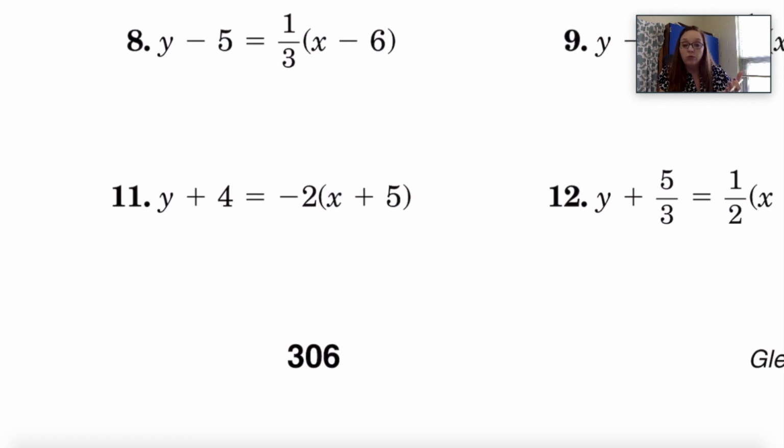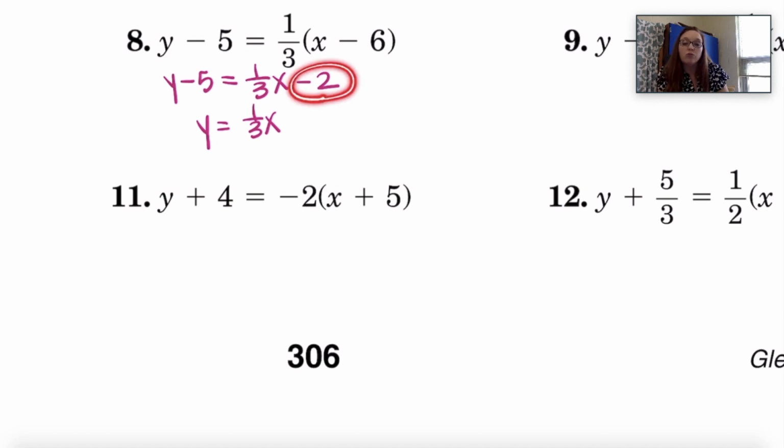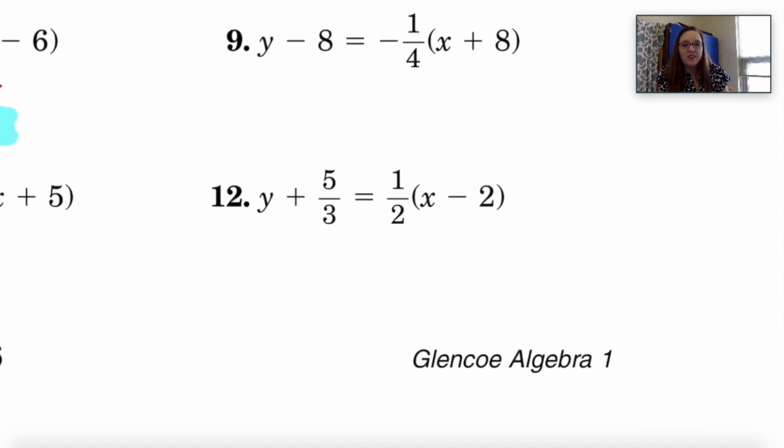Again, distribute first. So I'm going to have y minus 5 equals 1/3 x, and 1/3 times 6 is 2, so minus 2. Again, you're going to get rid of this 5 because you're trying to get y alone. So you're going to add 5 on both sides. So I'm going to keep that 1/3 x, and treat this as negative 2. So negative 2 plus 5. Well, negative 2 plus 5 is positive 3. And this is in slope-intercept form now. We're done. Okay, we'll do number 9, and then you can practice the rest.